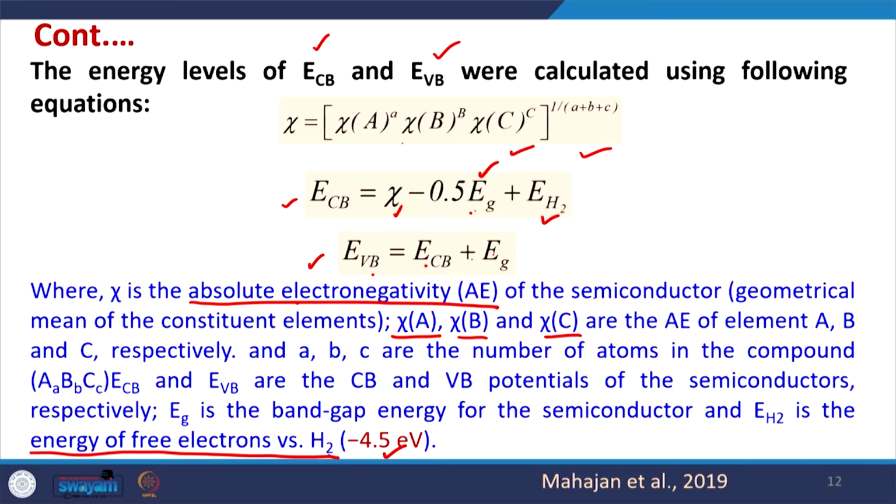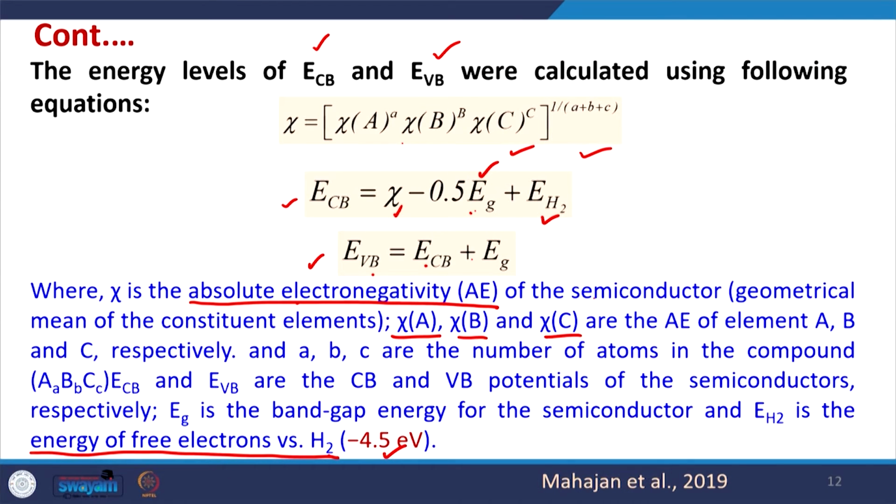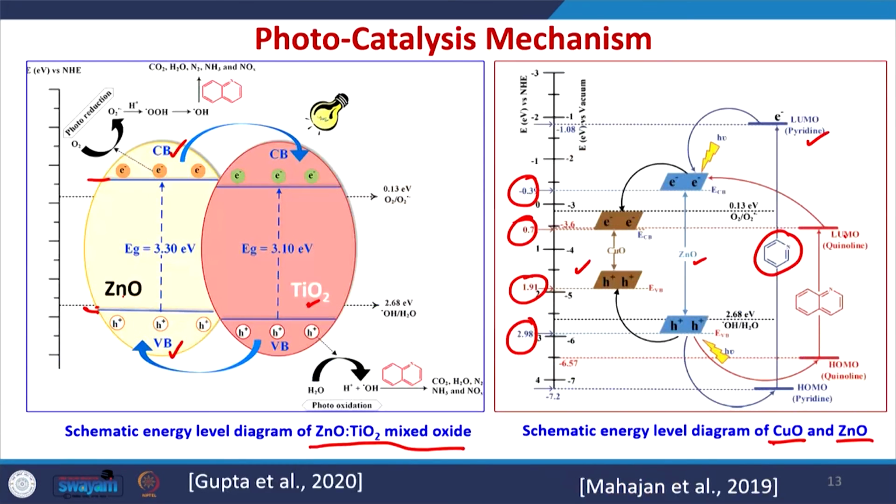Using this equation we can know the exact point, like here for copper oxide it is 1.91 and 0.71. Similarly, for zinc oxide we can calculate 2.98 and minus 0.39. But this depends upon the band gap value as well. So, through these calculations, we can know the energy levels of the substrate, the energy levels of the mixed oxides, its different compositions, if there are different oxides within the mixed oxides or doped oxides. Through this we can understand the basic mechanism as well.